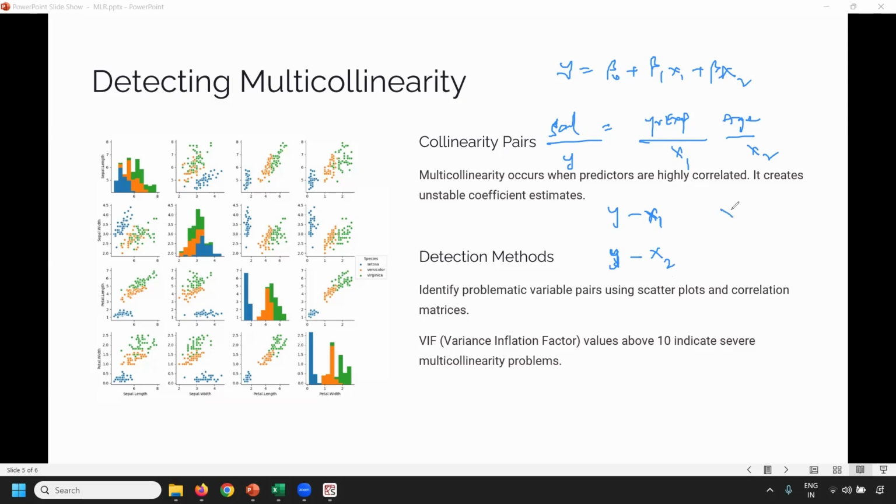But what is the relation between x1 and x2? We're talking about correlation here. Age and years of experience. When will your experience increase? When you grow old only, right? As you grow. Right? Obviously, they are very strongly correlated, isn't it?